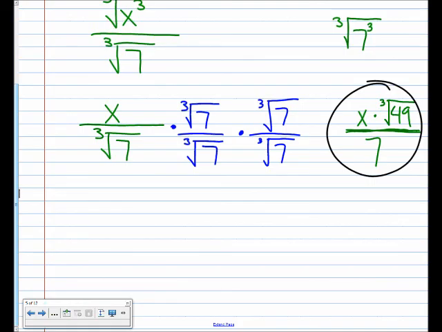Because if I do this 7 times 7 times 7, that's 3 7s, right? So 7 cubed, and the cube root of 7 cubed is just 7. All right, again, once you get the number that's in the index. If this was the 4th root, I need what? Another 7. All right, another 4th root of 7. So you need the number that's in the index.